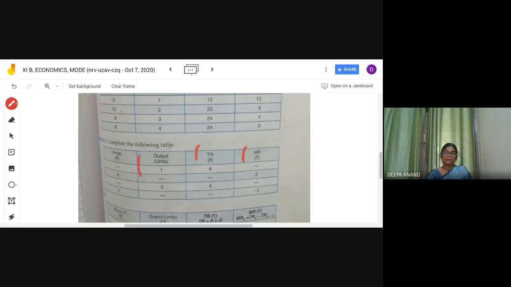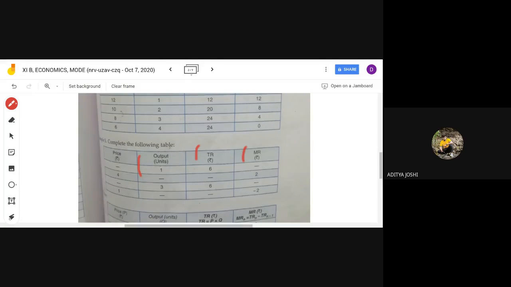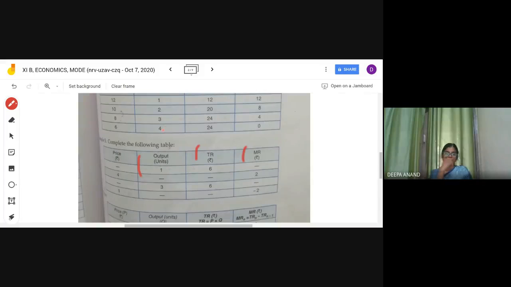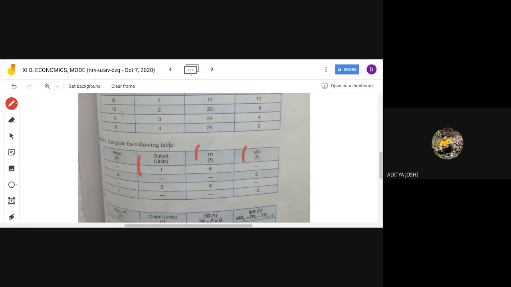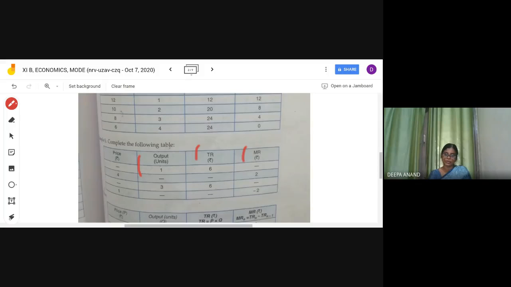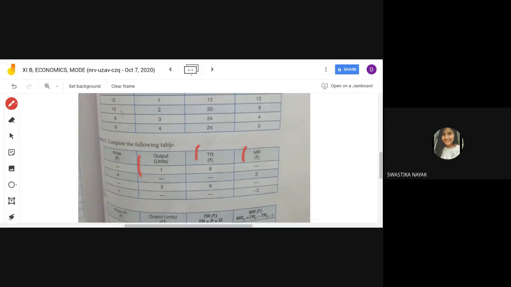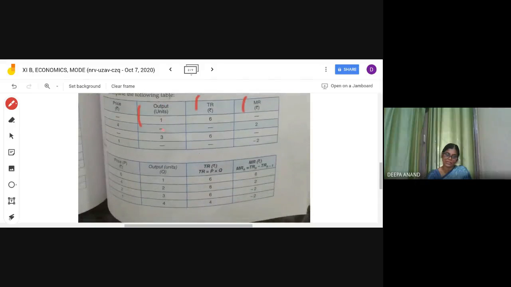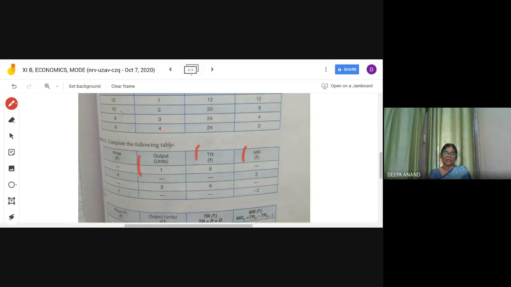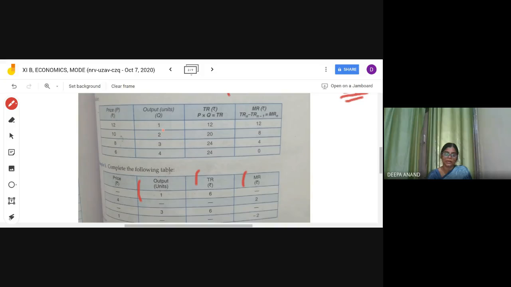Aditya. Yes, ma'am. Can you read the price? 6, 4, 2, 1. Is it correct? Yes, ma'am. Okay, 6421. Very good, Aditya. Then output. Anuj, can you read the output?